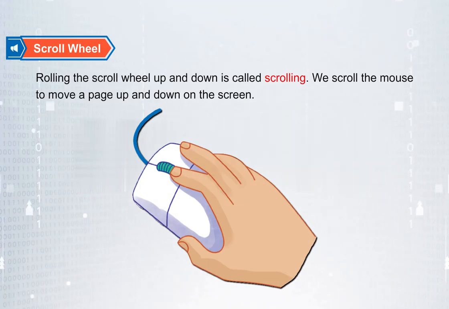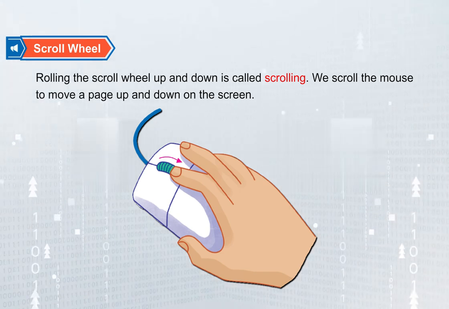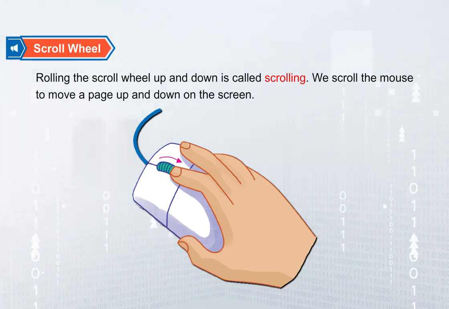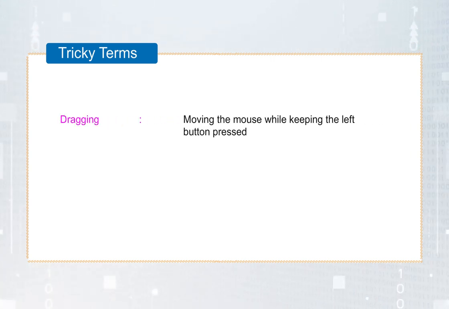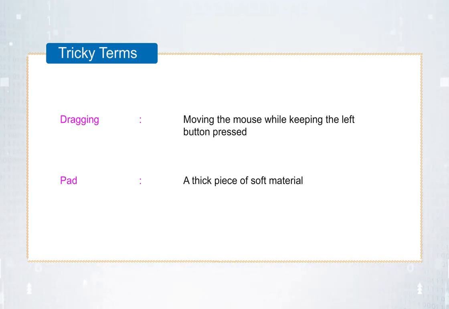Scroll wheel. Rolling the scroll wheel up and down is called scrolling. We scroll the mouse to move a page up and down on the screen. Tricky terms. Dragging. Moving the mouse while keeping the left button pressed. Pad. A thick piece of soft material.